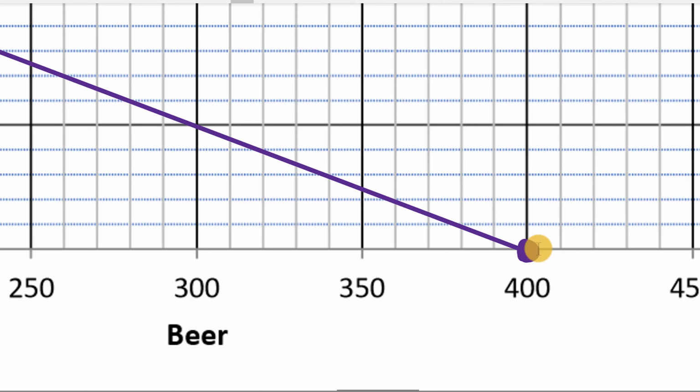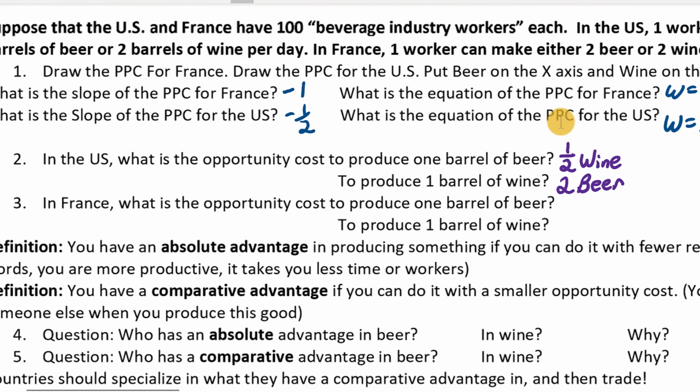Now the units on this graph are in tens, but the same principle holds. So what this tells us is, if we're in the United States and we want more beer, we don't have to lose much wine production in order to produce more beer.